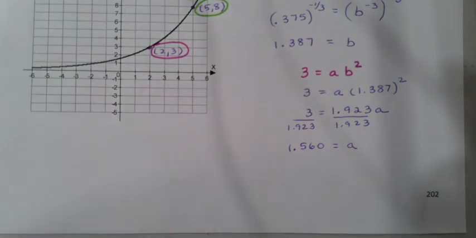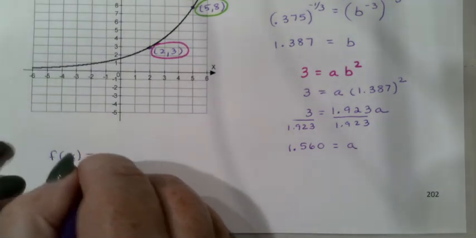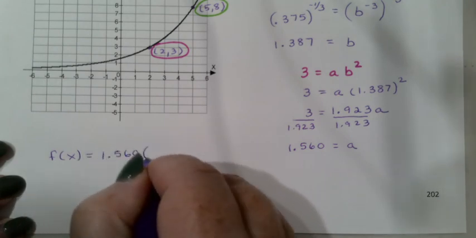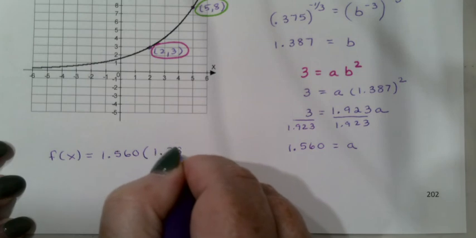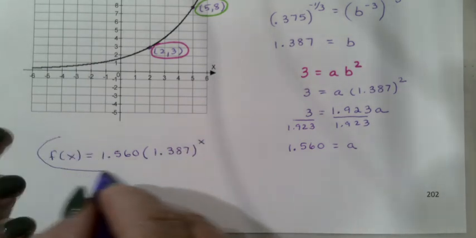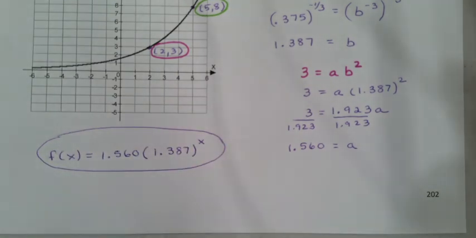All right, I know a and b, so I know my function. F of x is 1.560 times 1.387 to the x power. All right, that brings us to the end of section 5.2.